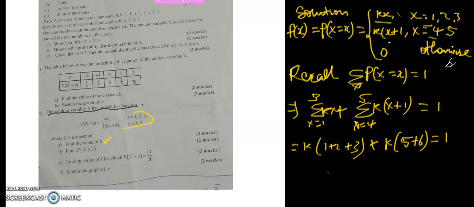So we simply have 17k. 17k is equal to 1, because we have our 1 here. Therefore the value for k is equal to 1 over 17. And this is our first solution. And now that we have found the value for k, we can go ahead and use it to find the probability when x is less than or equal to 2 in the second question.